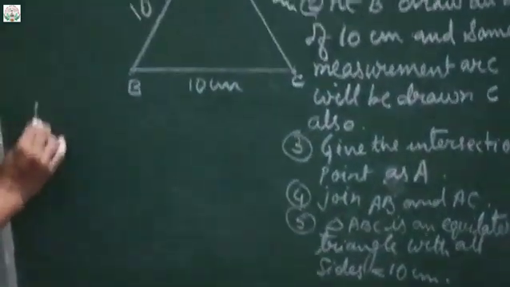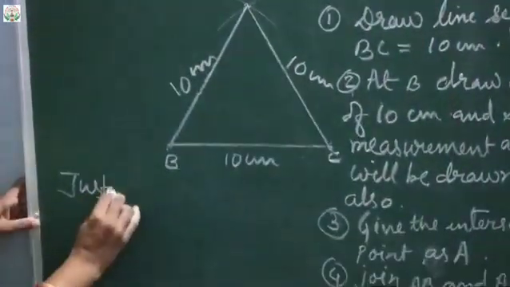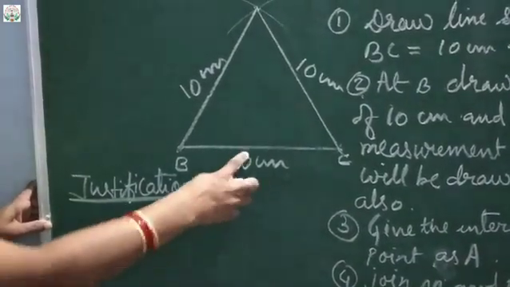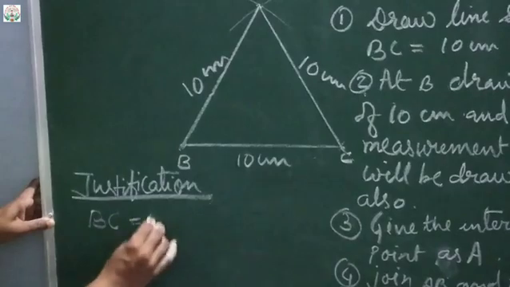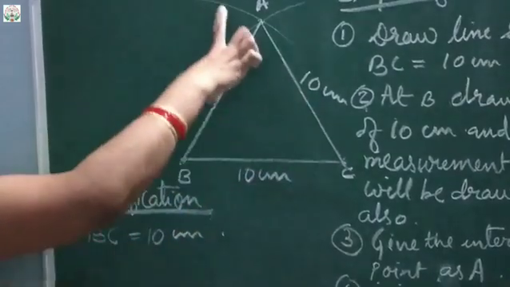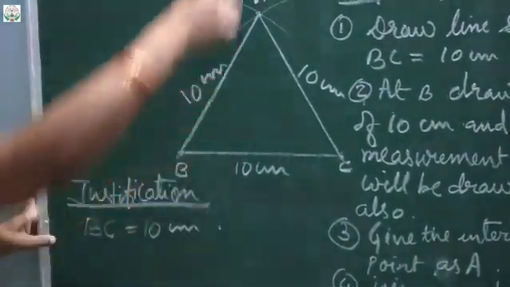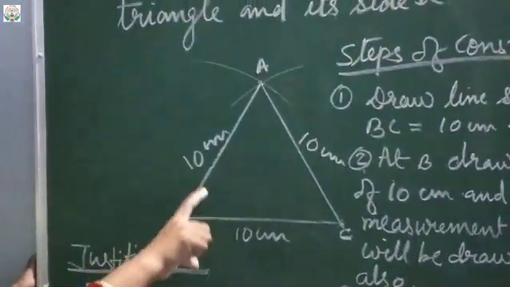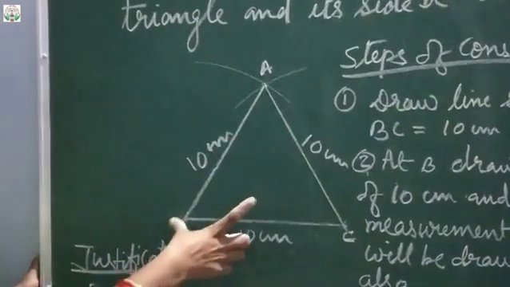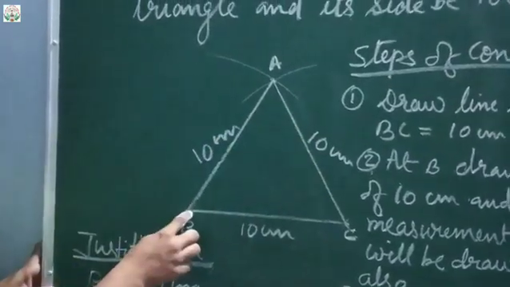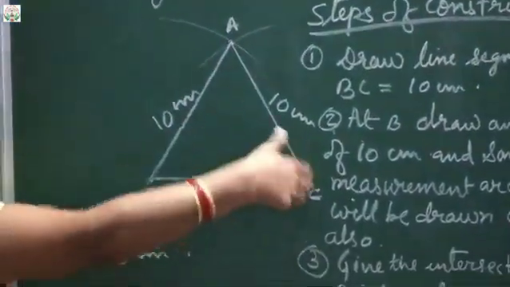Now what will you write for the justification? Because you have to justify your answer, as it is given. So the justification will be: BC equals 10 cm. Now AB with the same arc we are measuring and drawing, because in the question it is given its sides. That means the equilateral triangle's sides are given. So this same measurement, a 10 centimeter arc, we are cutting from B, and the same measurement from C also we are cutting an arc.